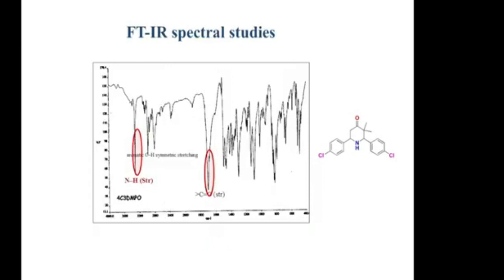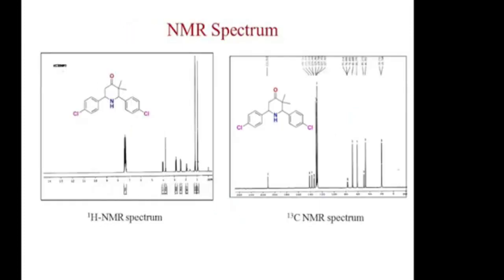Next, the FTIR spectrum of the grown crystal. Two functional groups are important: the NH stretching vibration and the keto group. We have received the NH stretching vibration at around 3300 and 1700 is the carbonyl stretching vibration. So we conclude our compound has the 4-chlorophenyl piperidin-4-one structure.